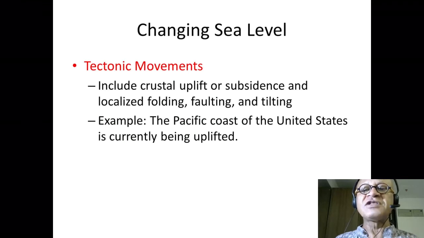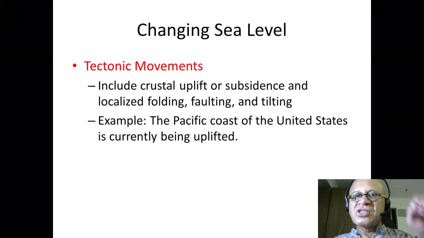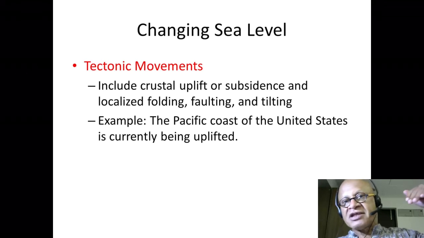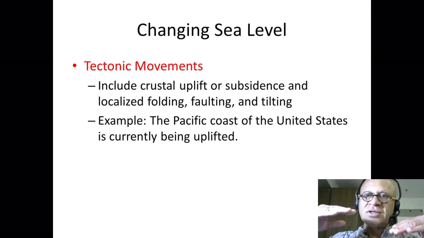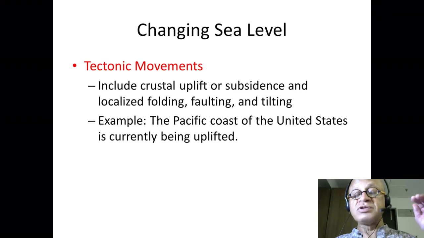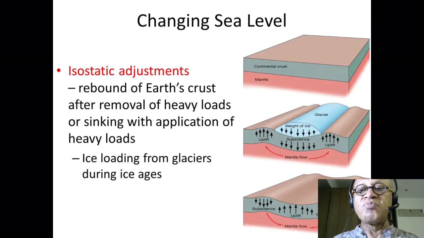Tectonic movements include obviously crustal uplift or subsidence, and you can have localized folding, faulting, tilting, which are geologic terms which we didn't actually get into, but nonetheless you can either look them up or just remember that geologic processes can change the land near the coast and change sea level, right? The example is the Pacific coast, which is currently being uplifted, which means the Pacific plate is pushing under, and then the US plate is being pushed up. Okay, so there are other places where we will see that the land is sinking, and we'll see why this happens. So that's an example of tectonic movements.